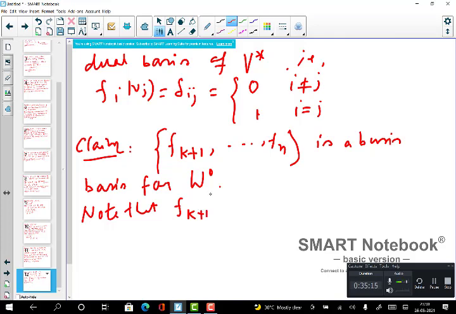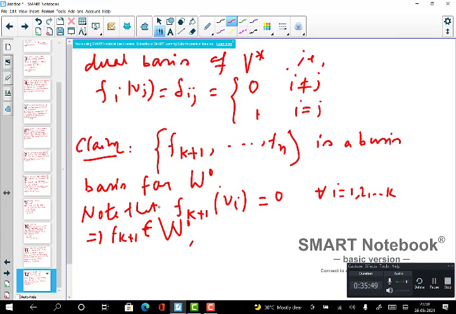So this is true for any f_{k+1}, f_{k+2}, ..., f_n. I'm just showing you for f_{k+1}. f_{k+1} of v_i is always 0 for all i equal to 1 up to k, because this is a dual basis. When i equals k plus 1 it is 1, otherwise 0. So what does that mean? That means f_{k+1} is an element of W naught, because v_i forms the basis of W.